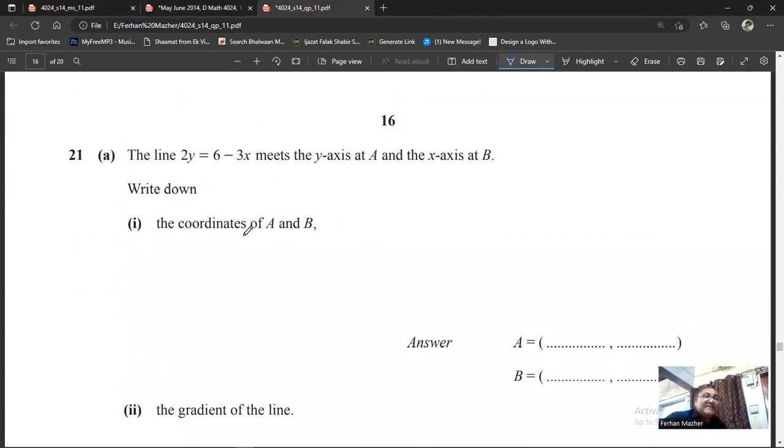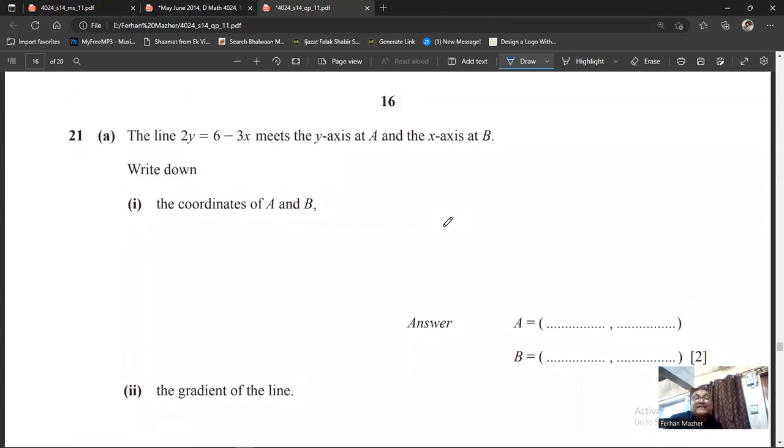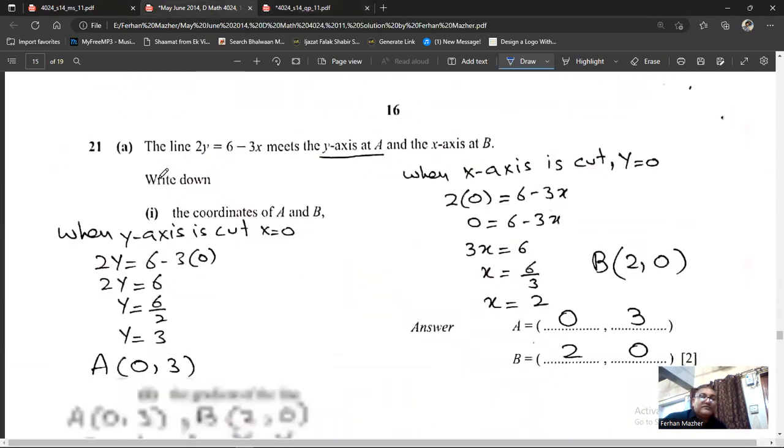Here we go. Question number 21, A part. He says the line 2y equals 6 minus 3x meets the y-axis at A and the x-axis at B. Write down the coordinates of A and B. So when this cuts the y-axis, the x will be 0. So here you will put x equals 0 in that equation. And when it cuts the x-axis, the y will be 0. So that is in this equation. Okay, so that is how you do it.